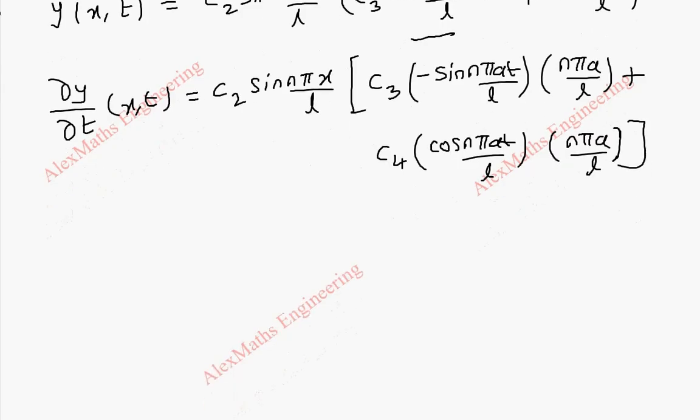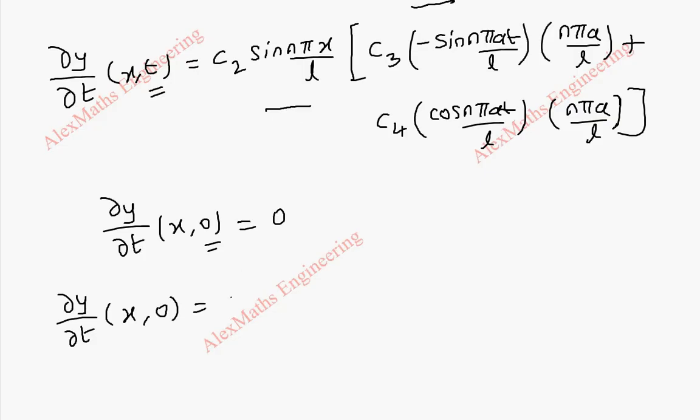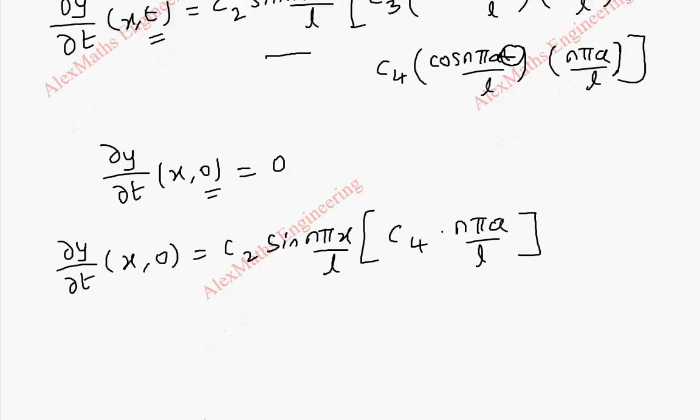Now let's use the third condition, that is dou y by dou t of x comma 0, that is, the initial velocity is 0. So wherever t is there, we have to put 0. So dou y by dou t of x comma 0 equals c2 into sin n pi x by L. Then when I put 0 here, the sin term is totally 0. So we have only c4 into, when I put 0 here, cos 0 is 1, into n pi a by L. So this is the term remaining for us, and this is equal to 0.